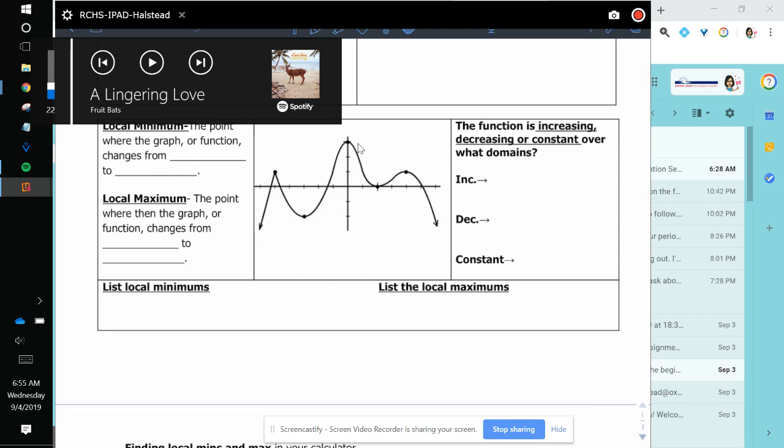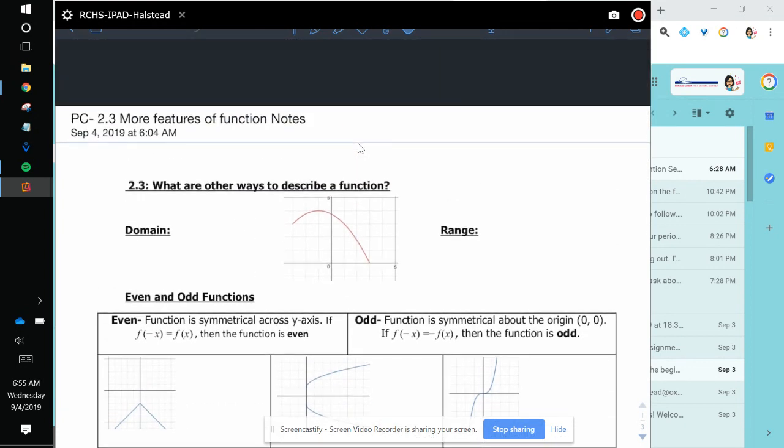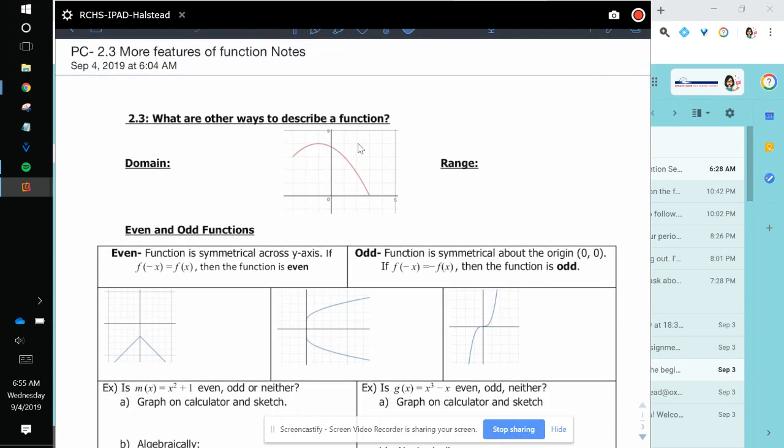Morning, guys. We're going to look at local mins and local maxes. So first off, let's just do a little practice with domain and range.